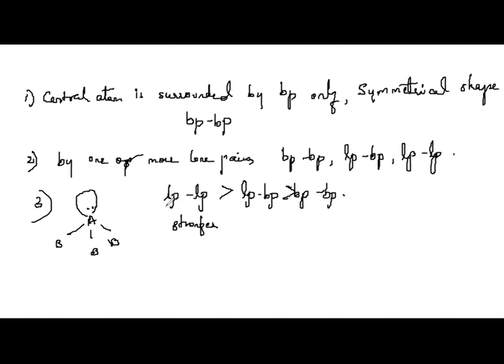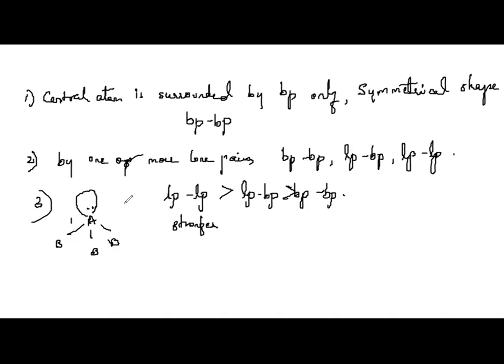Therefore, the repulsions are caused by lone pairs. A lone pair is concentrated around the central atom, while a bond pair is pulled out in between the two bonded atoms. Understood? Lone pair is concentrated around the central atom, whereas bond pair is pulled between the two bonded atoms. As such, repulsions become greater when lone pairs are involved.